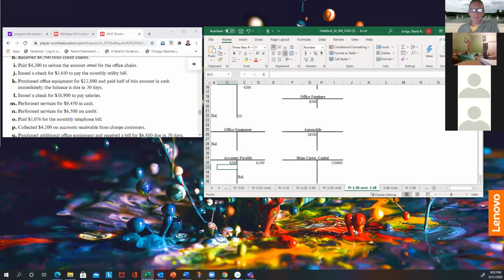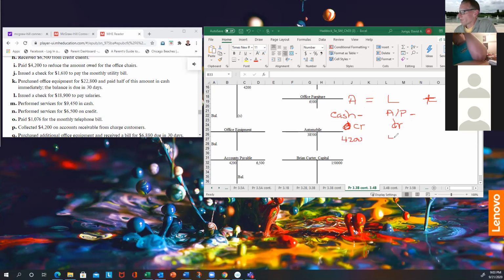So here's a case where if you had to write this up, like in chapter two, equation, we'd say cash, in this case, is going down, and our accounts payable is decreasing, both of them. So to decrease cash, it's a credit, and to decrease accounts payable would be a debit. And both of them, again, would be for 4,200. So your equation balances and your debit and credit is also balanced. Okay. All right. That's letter I. Questions? Anything else on I?